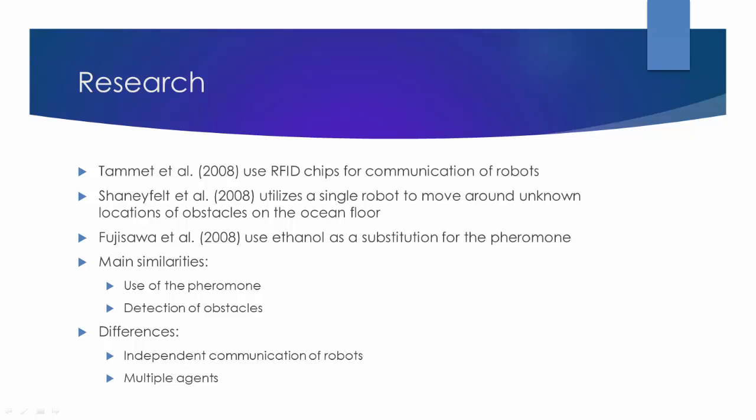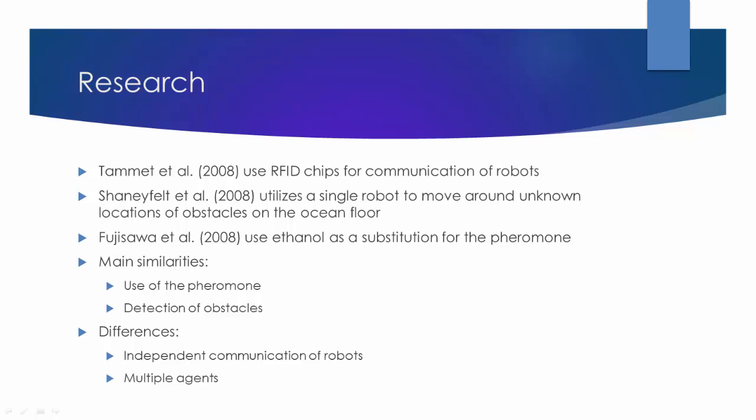The third model uses ethanol as a substitution for the pheromone. And this is an important piece of literature because it looks at the pheromone and how that is related to the communication of the agents. The main similarities between the existing models in literature and our model are that they both use the concept of pheromone, and they both need to detect obstacles that are located within the simulation.